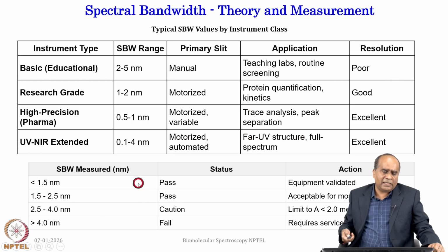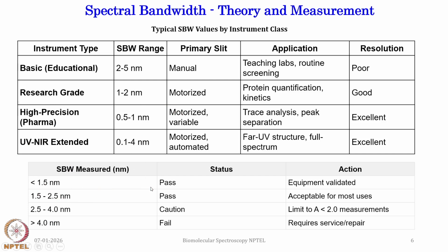And finally, UV-NIR you can do at 0.1 to 4 nanometer, again motorized and automated, and you can do far UV structure and the full spectrum, again with excellent resolution. So, when we do SBW measurement, if it is less than 1.5 nanometer, it is a pass and the equipment is validated. If it is 1.5 to 2.5 nanometer, it is acceptable for most cases. But if it is between 2.5 and 4 nanometer, you have to be really cautious, because now we are at the edge, so you should call someone.